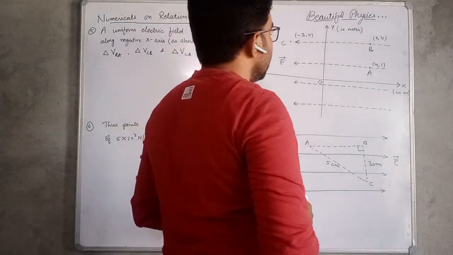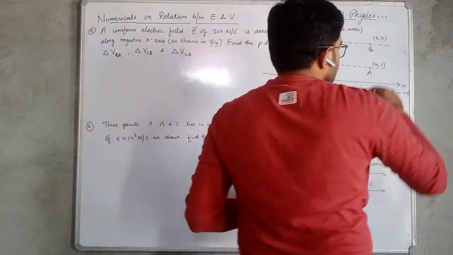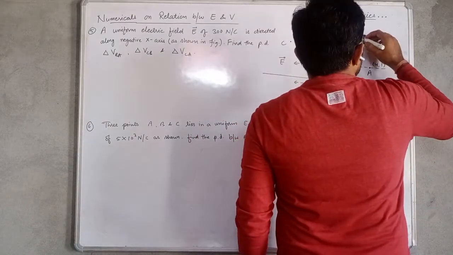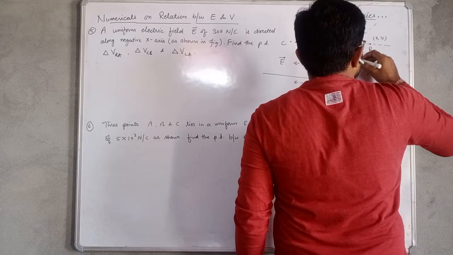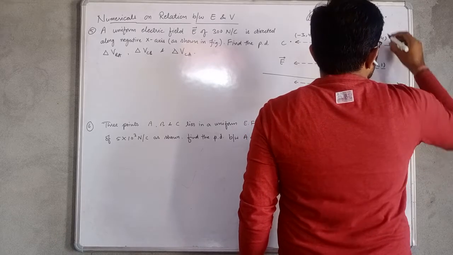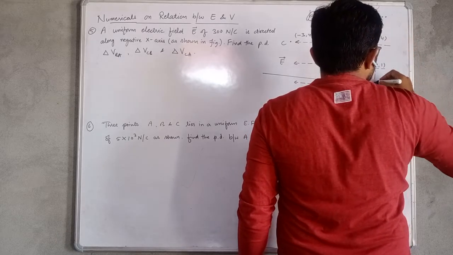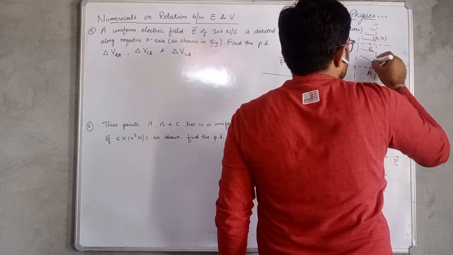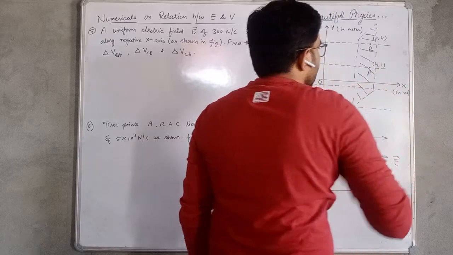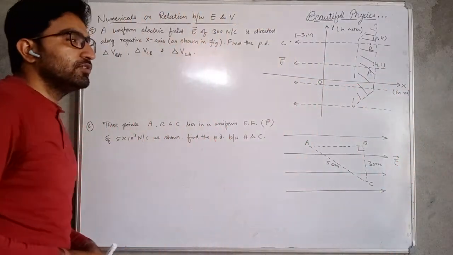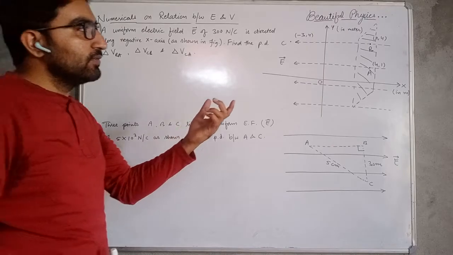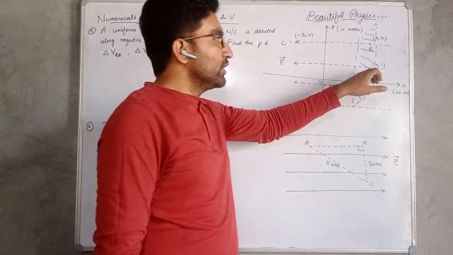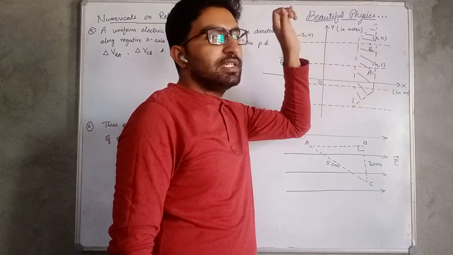And to find out delta VAB, first we see that both points A and B lie on the same equipotential surface. If we draw an equipotential surface here, A and B points lie on the same equipotential surface, and we know that the work done in moving a charge on the equipotential surface is 0. So the potential at A is equals to potential at B.